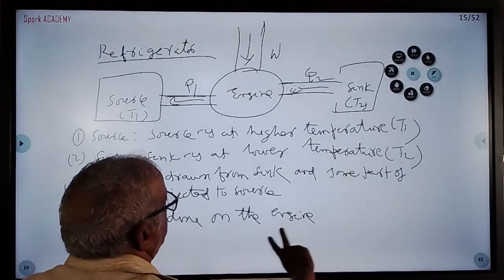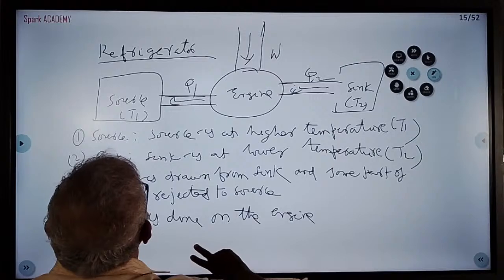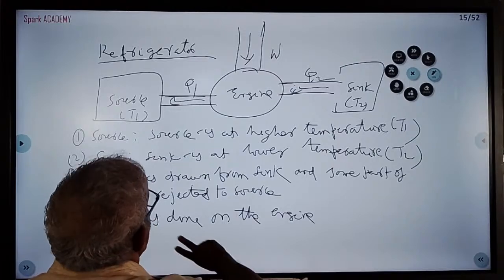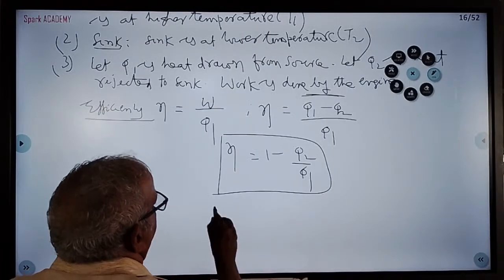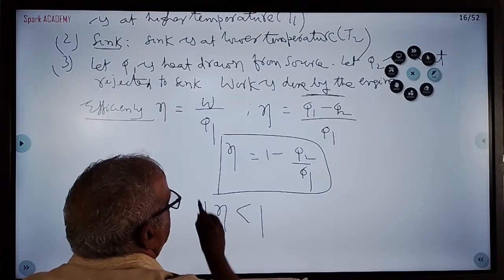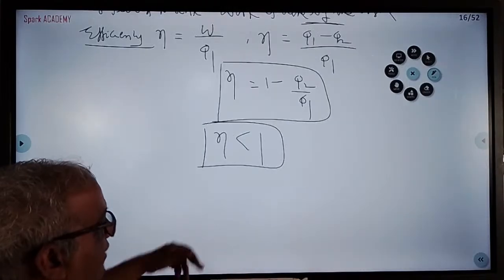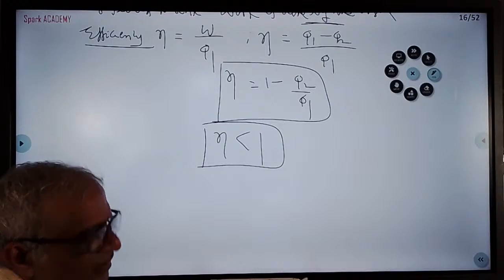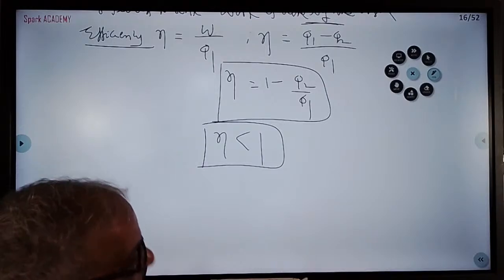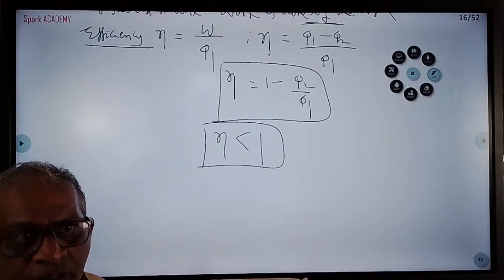I'll go to the next point. Heat engine: here eta is less than 1. Efficiency is always less than 1. Coefficient of performance is greater than 1. So this is very, very easy question.